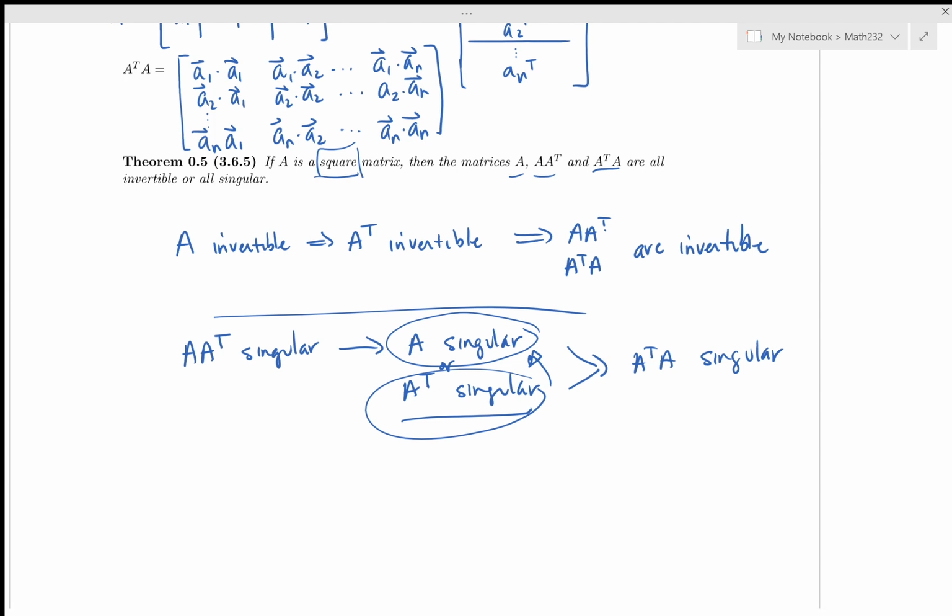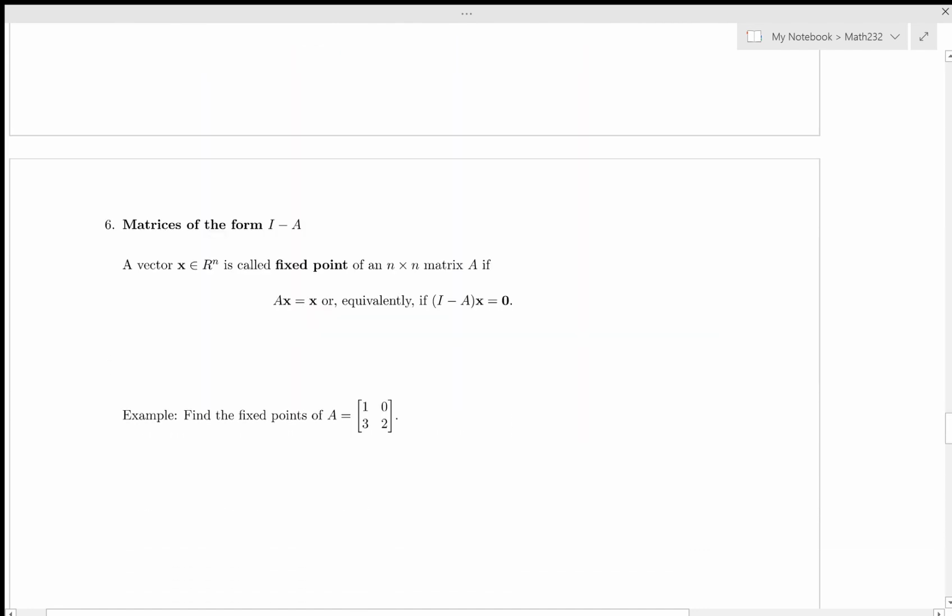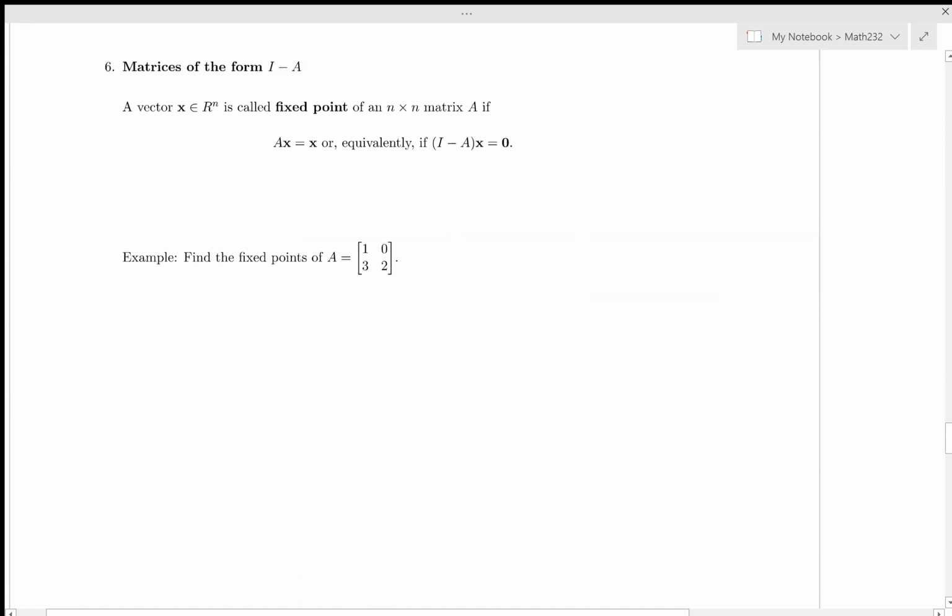Okay, now we're going to come up with something that looks a little bit different. I think this is actually the most interesting part of this section of the text, 3.6. We're going to take a look at matrices of this form, I minus A. These come up in economics and in engineering. It's not just an invented thing like, can we just say something about this? No, it's because it comes up in the context of a fixed point.